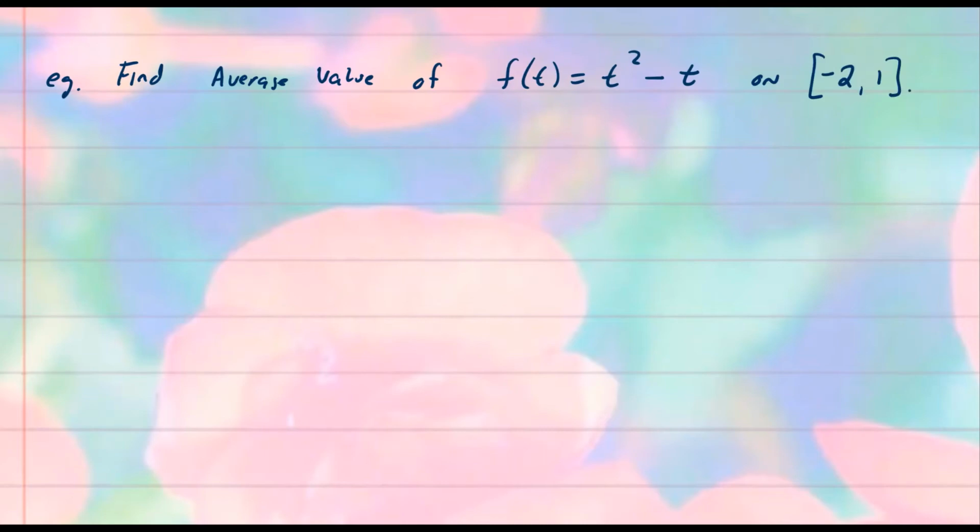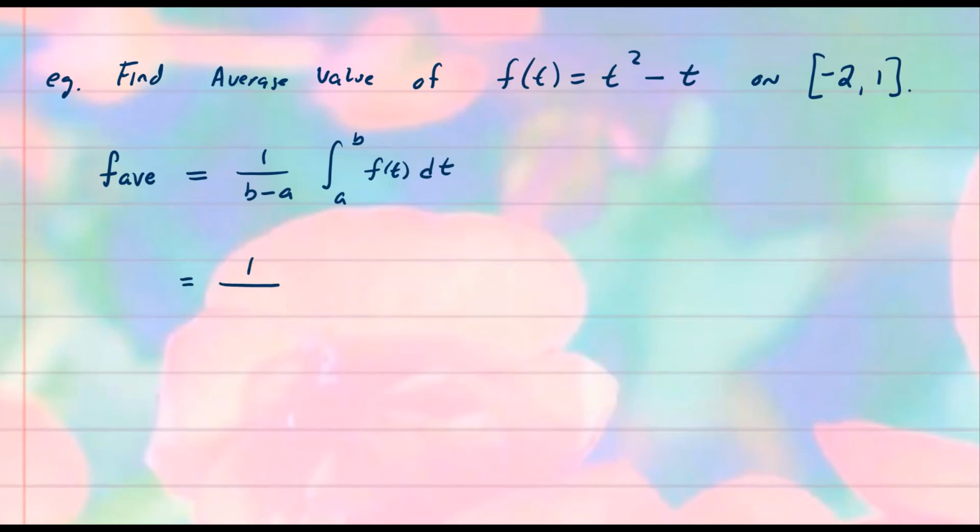All right, so we'll do the same thing. I know that the average value of this function is equal to 1 over b minus a, the integral from a to b of that function. In this case, we're using t as the independent variable. So I'm just going to write f of t dt. So instead of x, we're using t. So this would be equal to 1 over b minus a. In this problem, this is your a and this is your b.